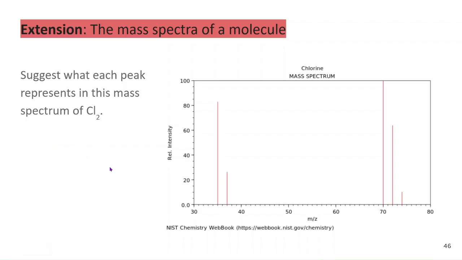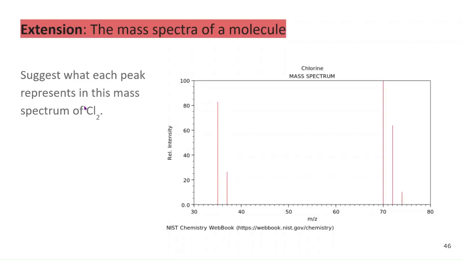Okay, so we've already seen before that chlorine has 2 common isotopes. That is chlorine 35 and chlorine 37. These 2 peaks are kind of easy to figure out, right? In the mass spectrometer, this is chlorine 35, and this is chlorine 37, and 35 is more abundant than 37.